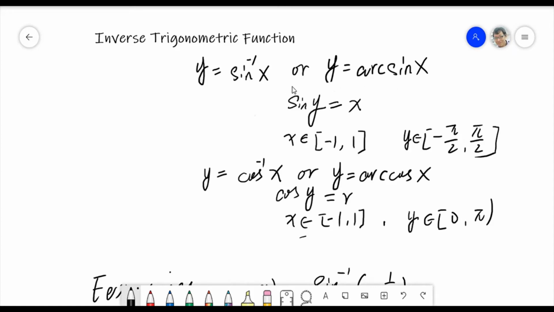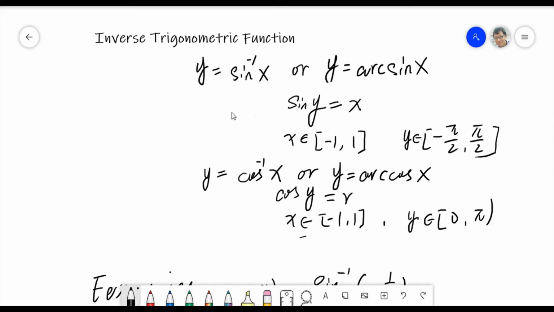What does that mean? Here y is in fact the angle, or the radian theta. If sine y equals x, then we make y equals sine x to the -1, or y equals arcsine x. So y equals sine x to the -1 is the inverse function of sine y equals x.